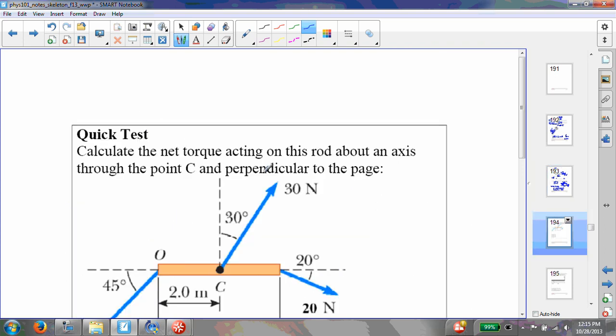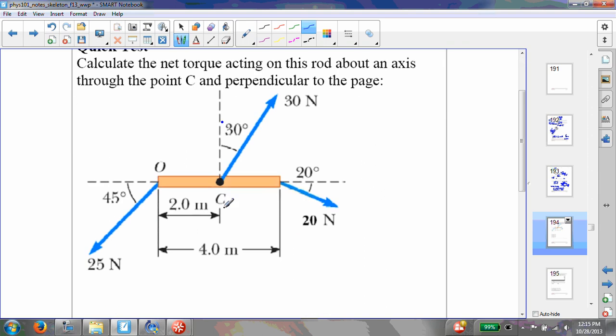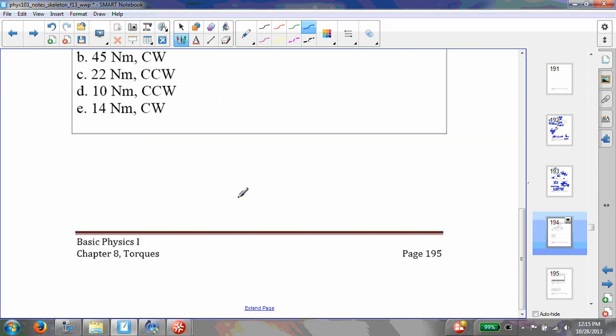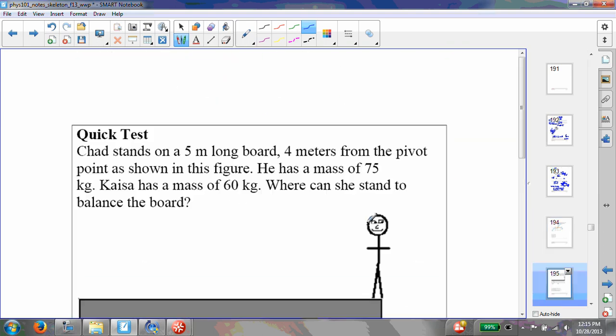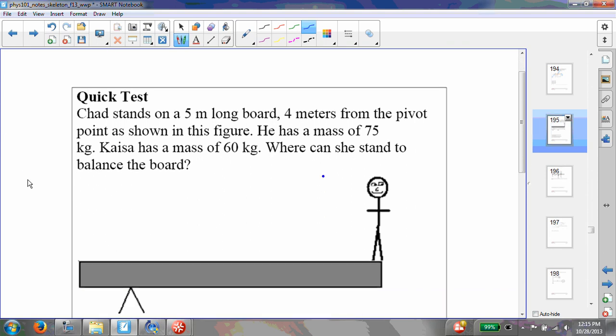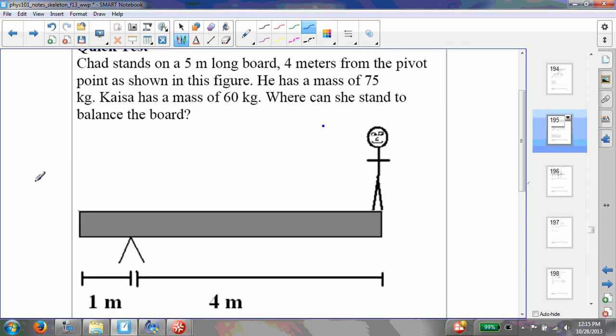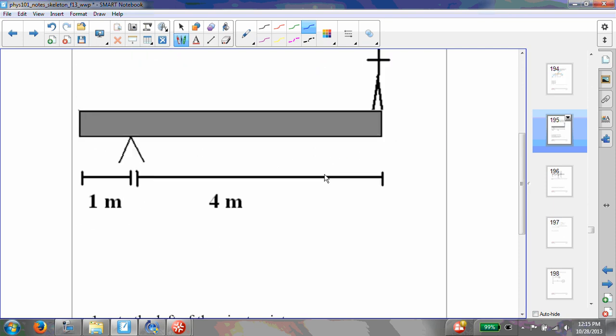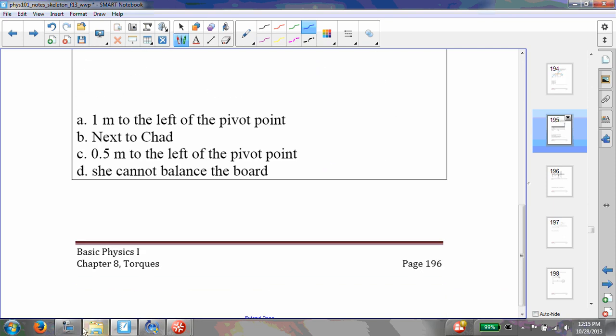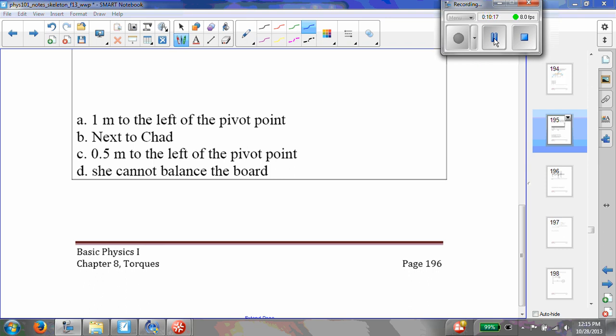Let's stop there. You're going to do a very similar thing here where you find the net torque. I'll let you do that in your online quiz. You can go and fill it out. And then you're going to do something similar here. If you're in the lab, you did a whole lab experiment on this where you're balancing the torques. Where can Kaisa stand to balance the board? We'll pause there and pick back up in just a bit.